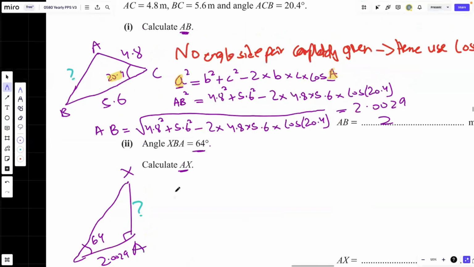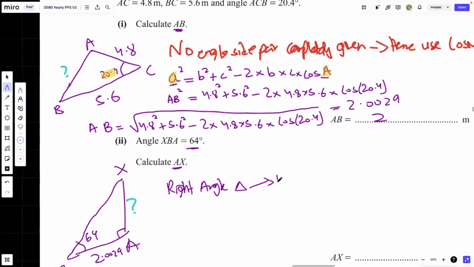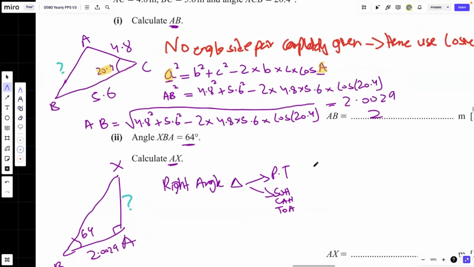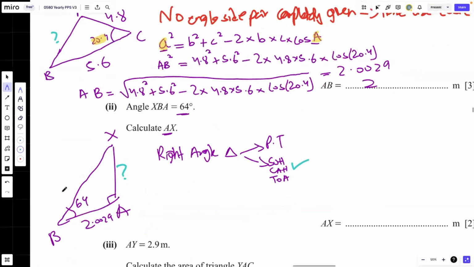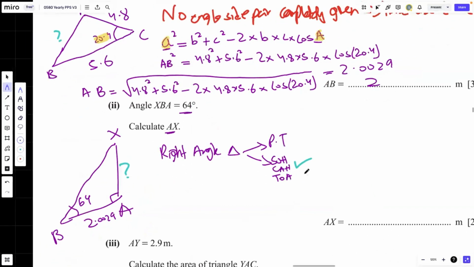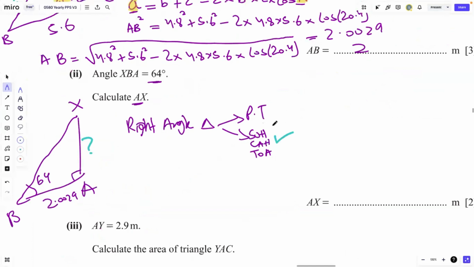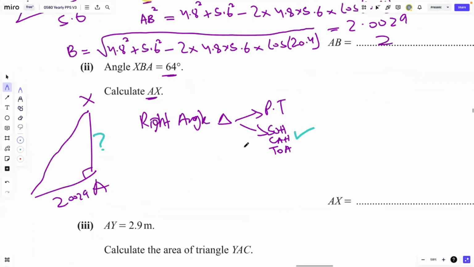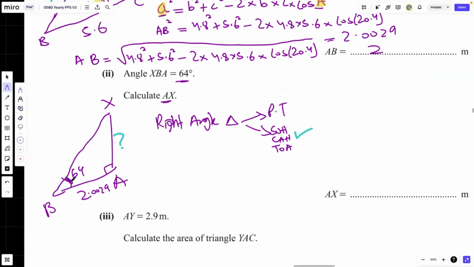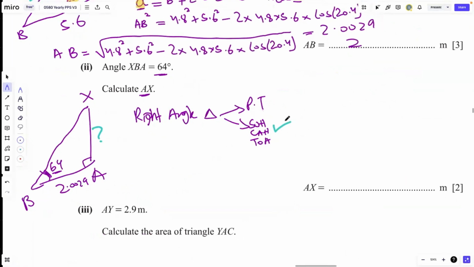Now you have a right angle here. So when you have a right angle triangle, you go for Pythagoras theorem or SOHCAHTOA. We are gonna go for SOHCAHTOA over here because we have an angle involved. When you have an angle involved, that's the best choice. Pythagoras theorem is the one that's used when you have just lengths involved. We have an angle involved here, so we'll just use SOHCAHTOA.